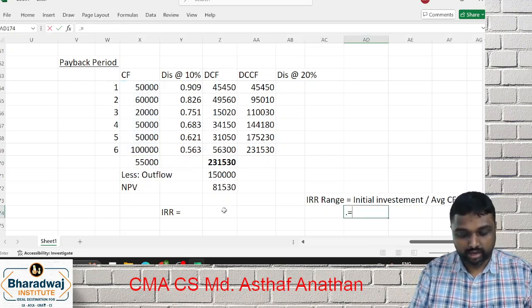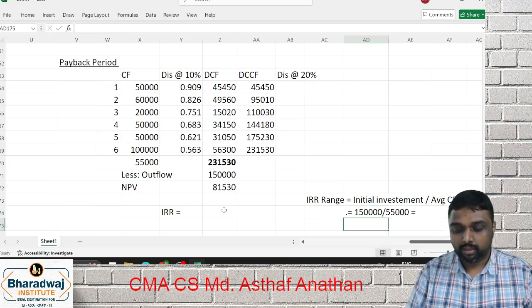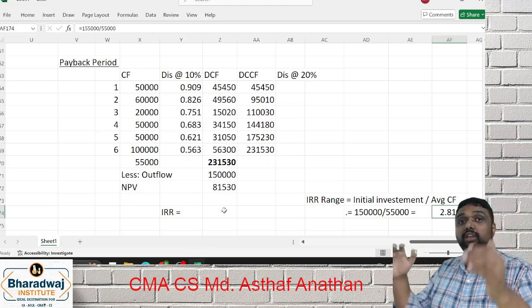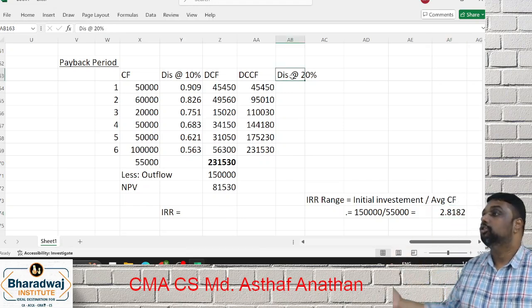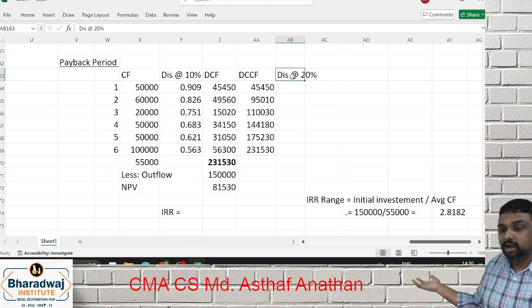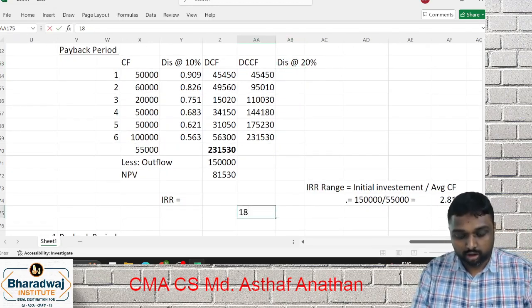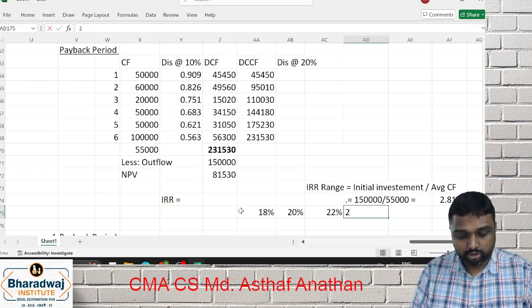So your IRR range is 1,50,000 divided by 55,000. What will you get? If the question gives a range clue, if they give 2, 3, 4 discount rates, then you have to do this. Otherwise, you can take 20% randomly. Now, how will you decide this? For this, you should get a lot of discount rates: 18%, 22%, 25%.